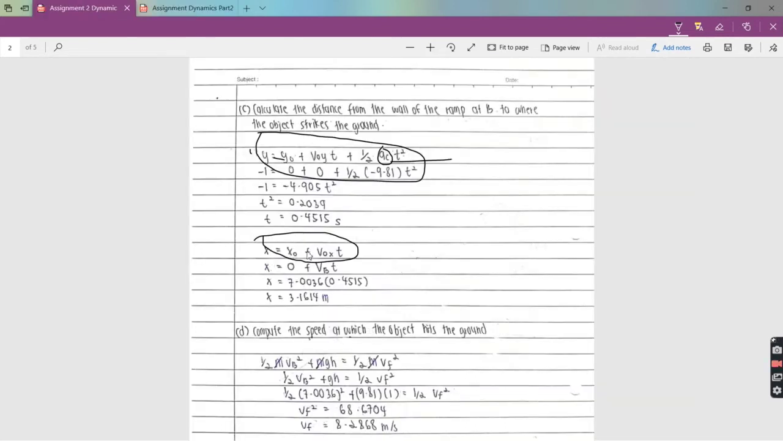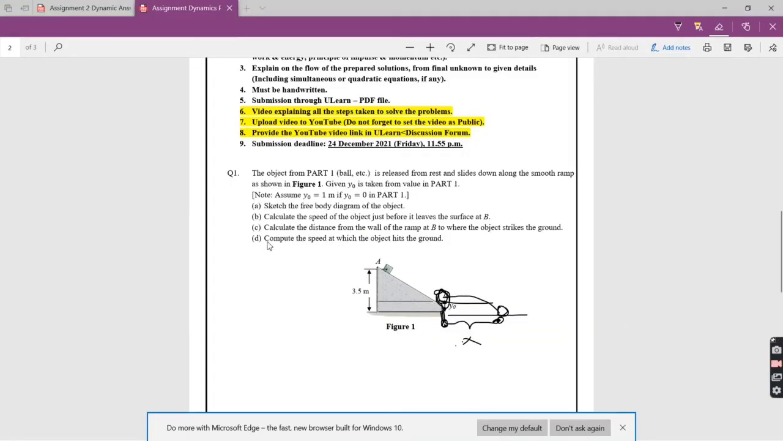S equals S naught plus V naught S T. S naught is equal to 0, plus VBT. VB equal to 7.0036 times the time that we get from here, which is 0.4515, and we can get the S distance equal to 3.1614 meter. Next, we will continue for question 1D.